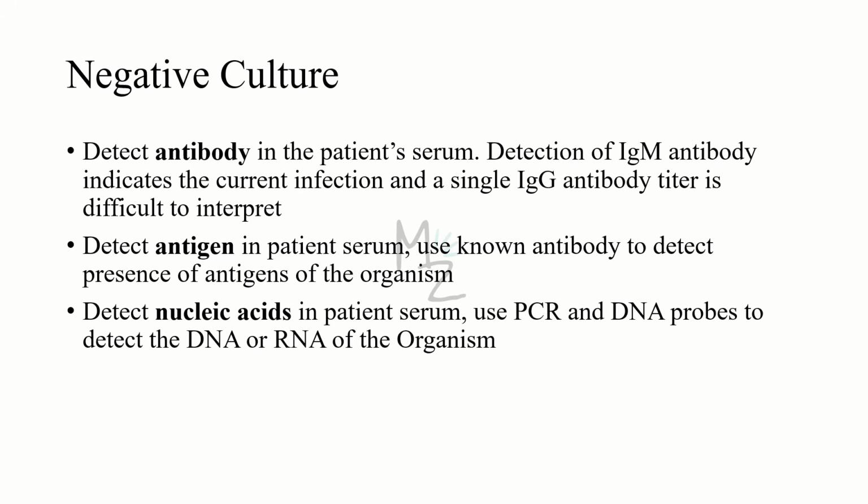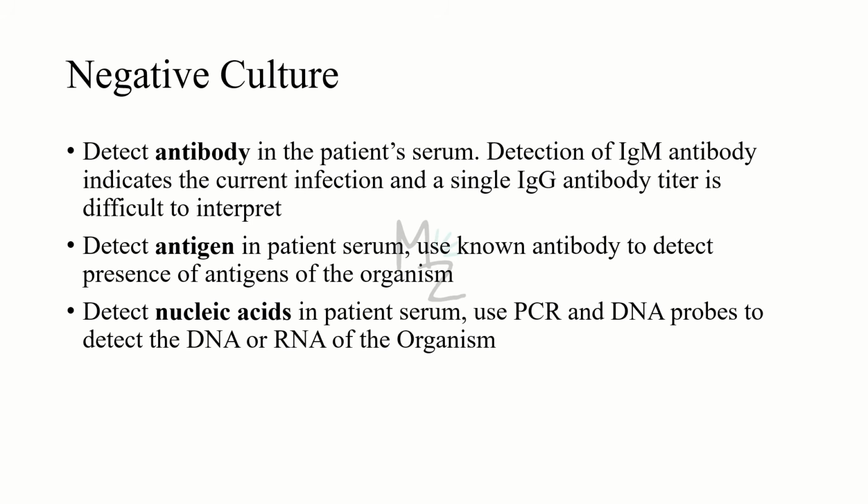Detect the antibody in the patient's serum. Detection of immunoglobulin IgM antibody indicates a current infection. A single IgG antibody titer is difficult to interpret because it is unclear whether it represents a current infection or a previous infection. In certain diseases, a single titer of sufficient magnitude can be used as presumptive evidence of a current infection.